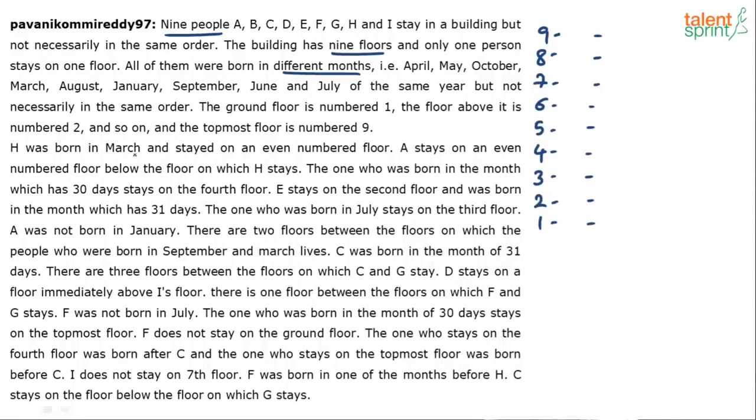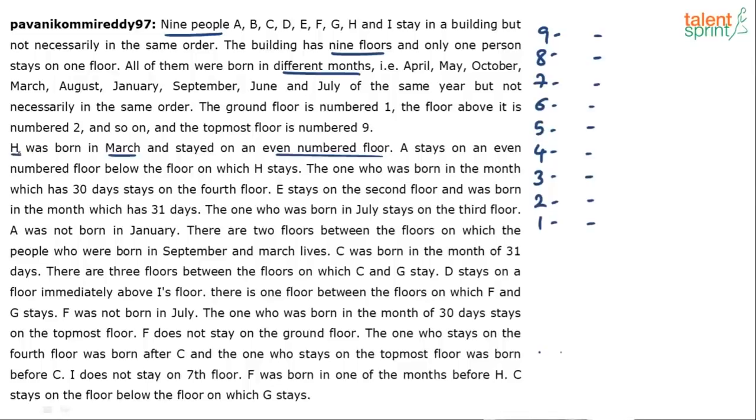So H was born in March and stayed on an even numbered floor. Now, what do you understand from this? I think it is also important in this case that we arrange the months in the proper sequence, unless all the months are given directly. A stays on an even numbered floor below the floor on which H stays. So I think it will be necessary somewhere that we write down March, April, May and so on, so that we can fix the persons also as and when we get to know something.